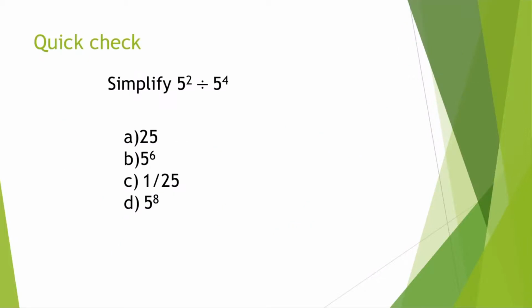Okay, now let's have a quick check. Let's try this question. Pause the video and go ahead and try it yourself. Okay, so now let me take this question down here so that it's easier for you to understand. Now here, since there's a division sign, we do subtraction. Now we do 5 to the power of 2 minus 4.